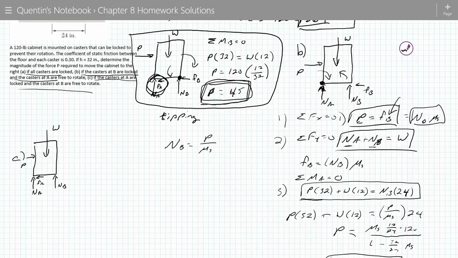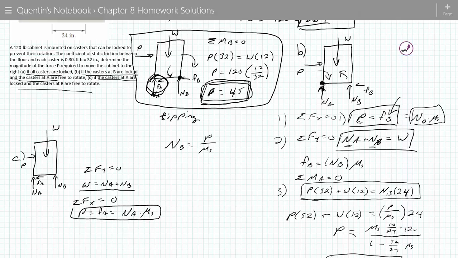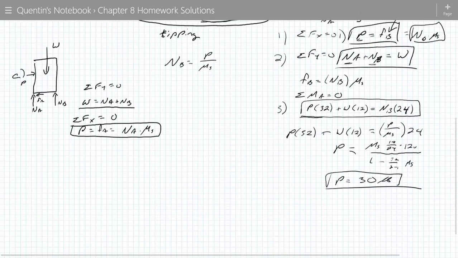Okay, so again, same deal. Sum of the forces in Y equals 0 tells you that weight is equal to NA plus NB, so that hasn't changed. Sum of the forces in X equals 0 is going to tell you that P is equal to FA, which is NA times mu sub S for impending motion. Again, that's only true for impending motion, right before it moves.